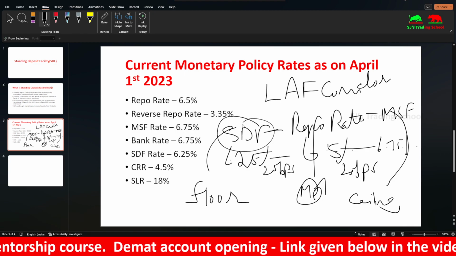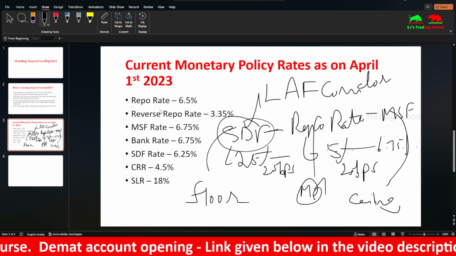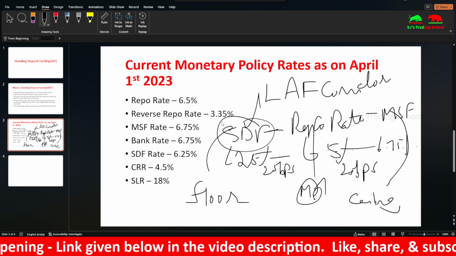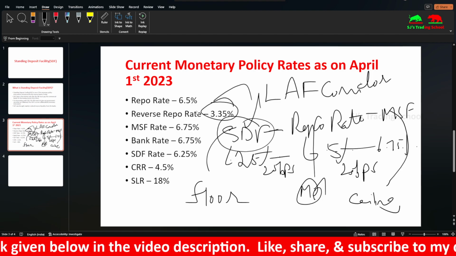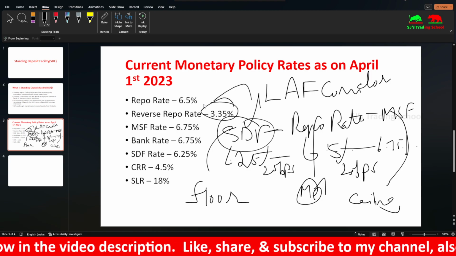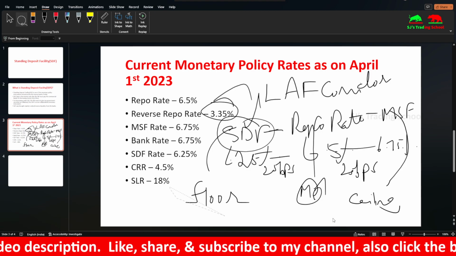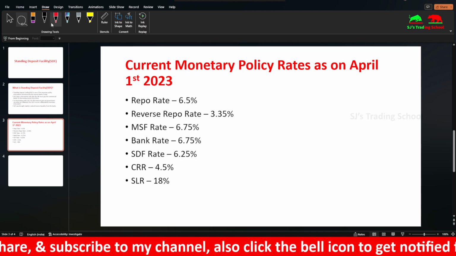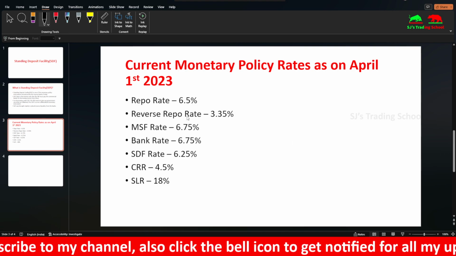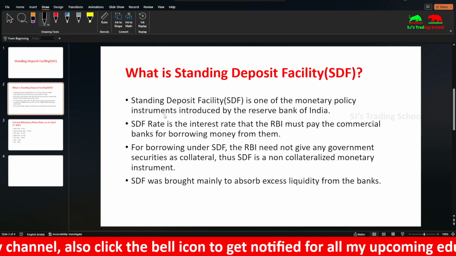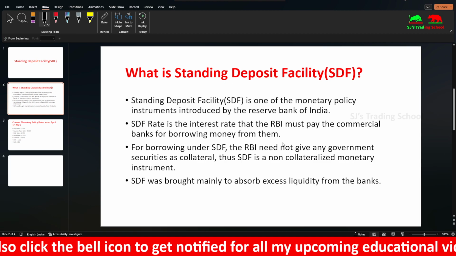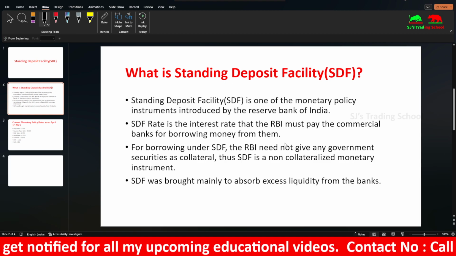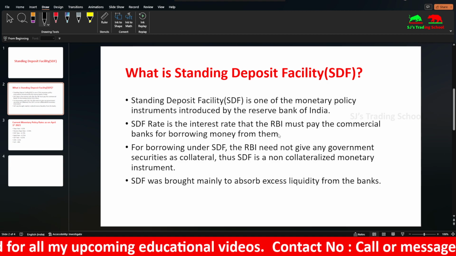Before the SDF was introduced, usually the reverse repo rate would be here. But after the SDF was introduced, the reverse repo rate was unchanged and not eliminated, so it is still there in the monetary policy, but the SDF is now being updated regularly in spite of the reverse repo rate. So you can take a note of it. The only difference between the reverse repo rate and the SDF is that in case of reverse repo, you have to give government securities and borrow money from the banks, whereas here you need not give government securities.